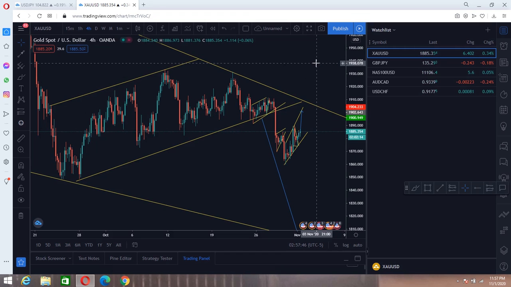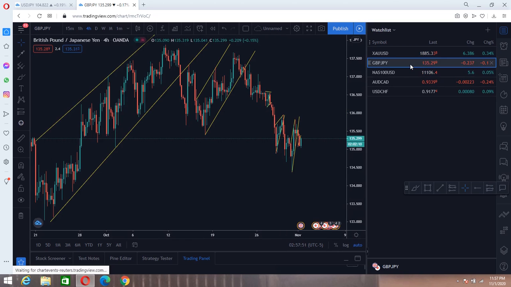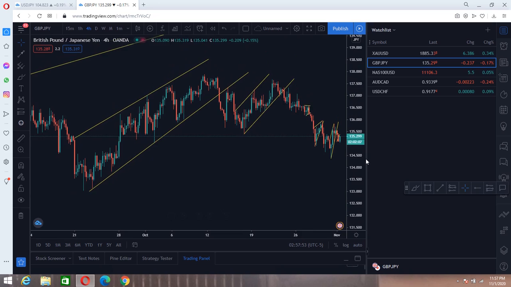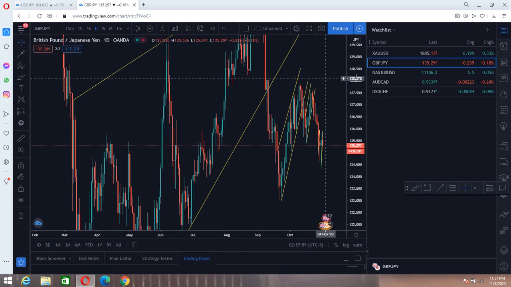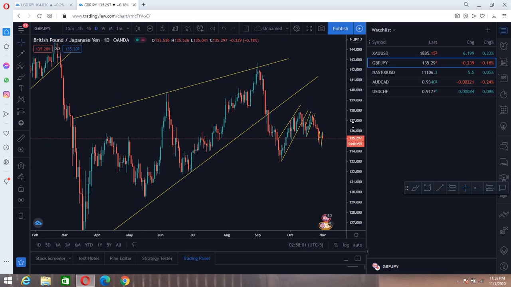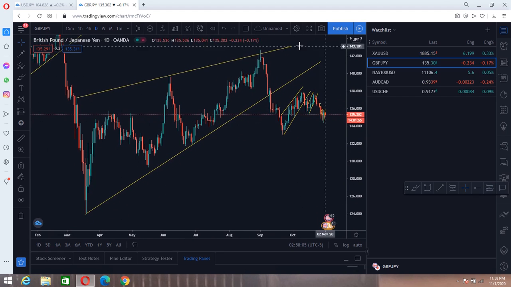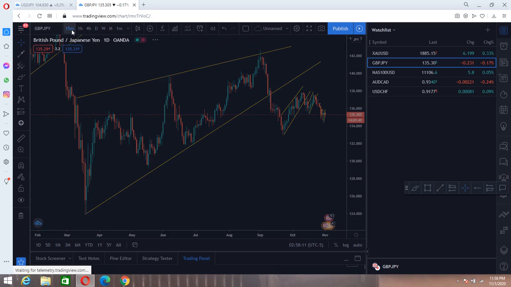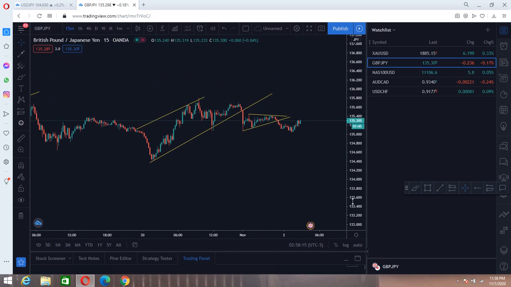So the other pair we're gonna check is GBP JPY. GBP JPY still having the same setup, still want a big sell. As you can see, this bigger structure, it broke, came for a retest, then it's going down. Let me just go down to the 15-minute time frame.